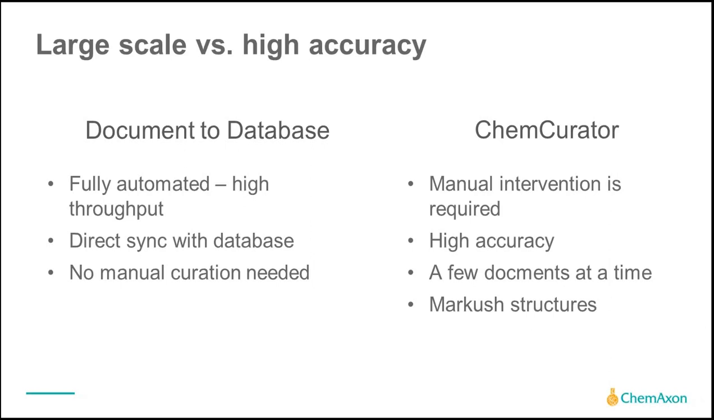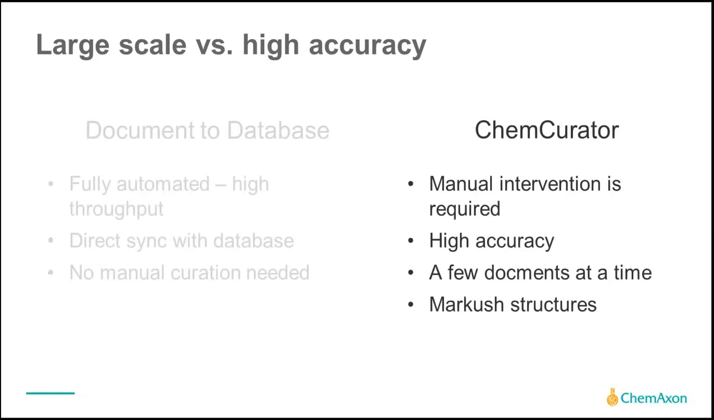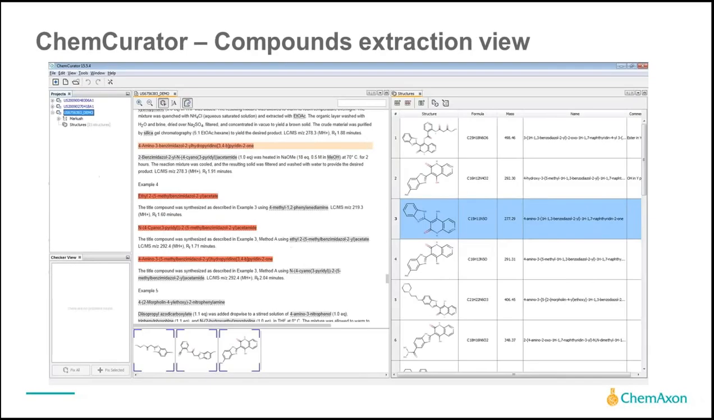In contrast to document to database, ChemCurator typically processes one or just a few documents at a time. Using ChemCurator, you would be able to extract very accurate Markush structures from patent documents. But it is also very widely used for extracting chemical information from scientific publications. Now, from this point on, I will leave document to database technology behind, and I will be focusing more on ChemCurator.